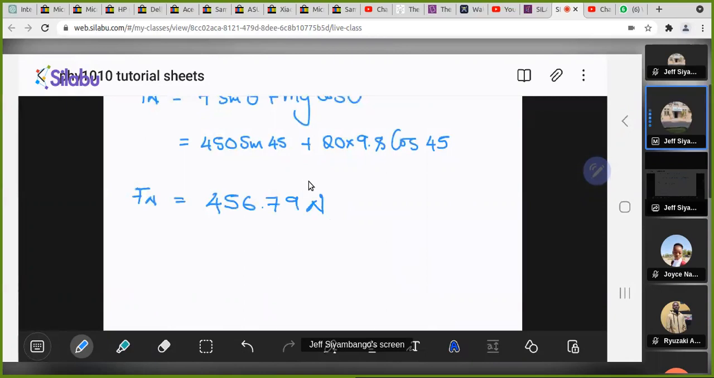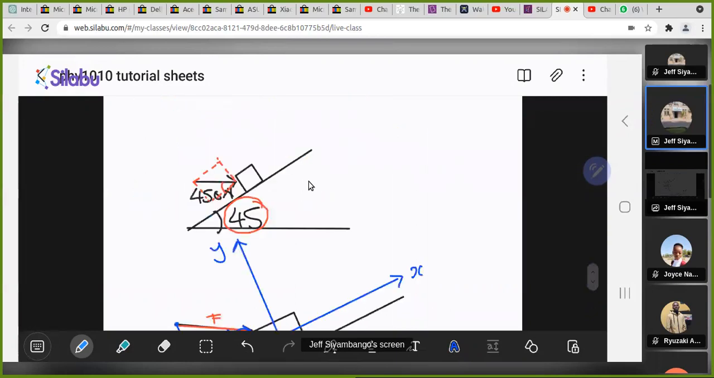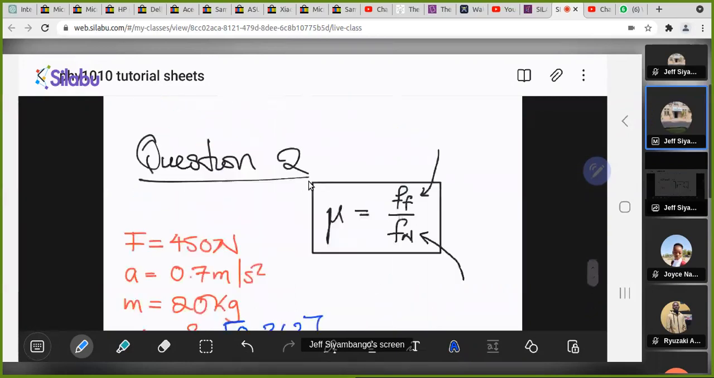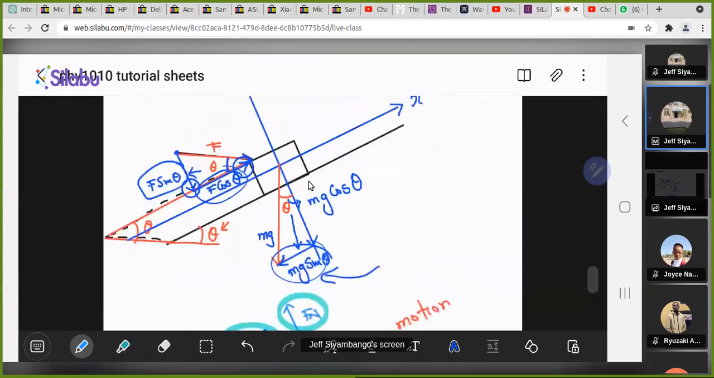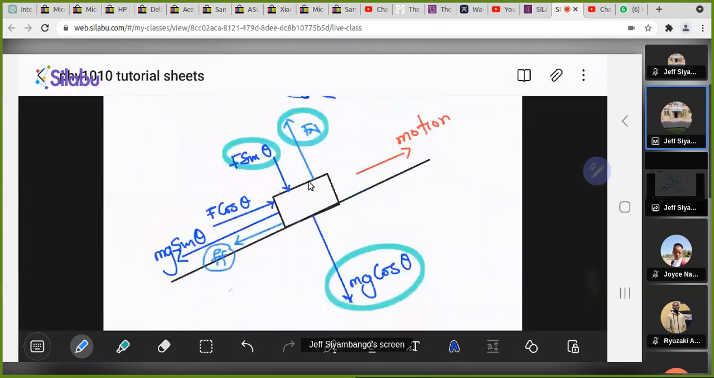The only thing left, if you look at the goal, is to find the coefficient of friction. And from the y-axis, we have just found the normal force. We're now left with what force of friction is. So we now have to go and find what force of friction is. And where is force of friction? When I come to my diagram here, I see force of friction is in my x-axis. So I need to sum forces in my x-axis.